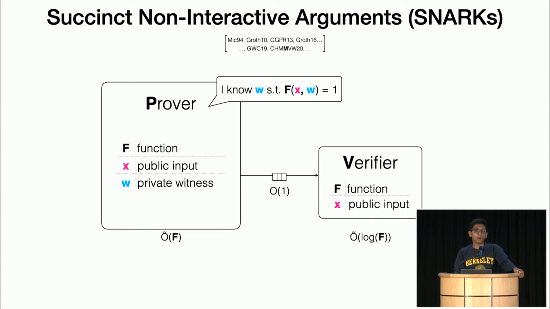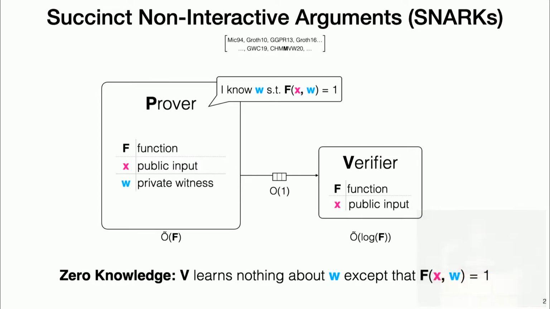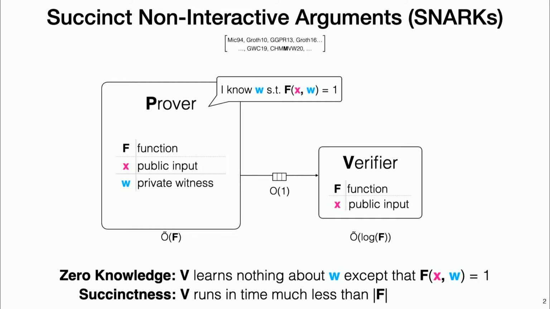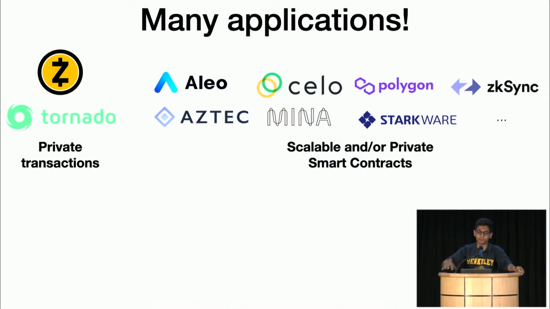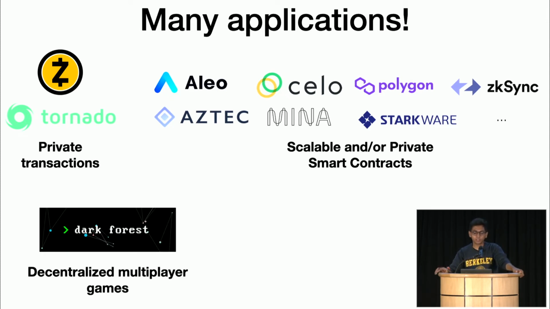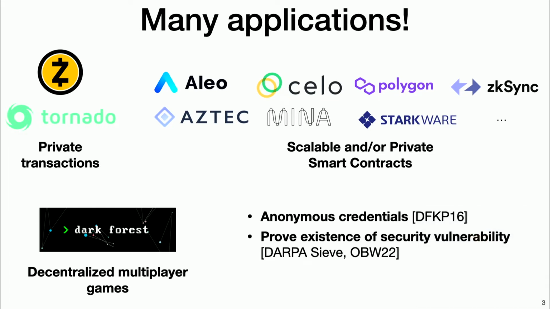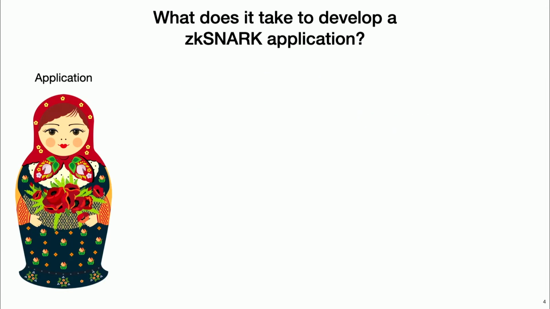Okay? The two properties that we're interested in are zero knowledge, which ensures that the proof hides information about the prover's secret witness, w, and succinctness, which means that the proof is small and is quick to check. All right? Okay, so this seems like a very abstract and opaque primitive, but it actually has tons of applications already in the blockchain space. So things like private transactions, though maybe we should be careful about the Tornado Cash there. Scalable and private smart contract systems, of which there are numerous, such as what we just heard about from Jordi. Decentralized multiplayer games, such as Dark Forest, as well as many more, which hopefully we'll see deployed in the near future.